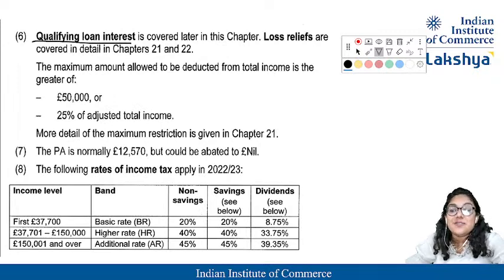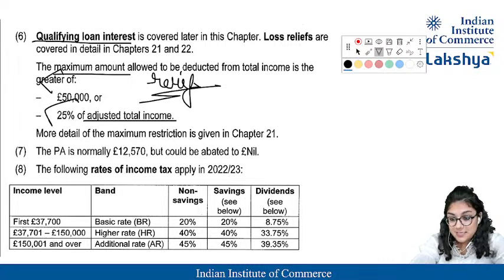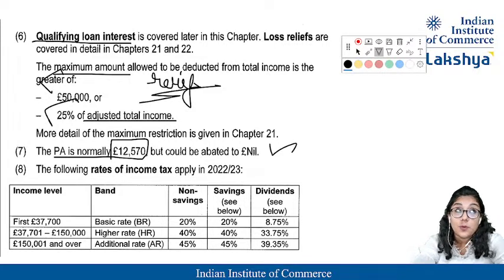Qualifying interest. I told you now, qualifying interest is maximum allowed till what? We get a relief. How much relief? Either 50,000 or 25% of the total income adjusted. Then the personal allowance is normally 12,570, but for some people who are going above the income limit, for them it is nil.